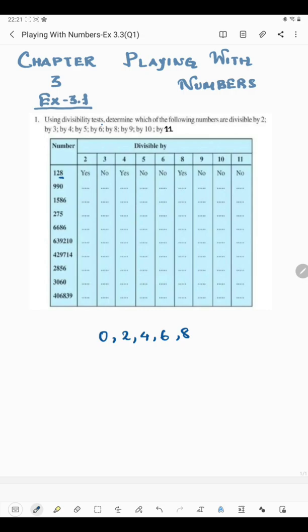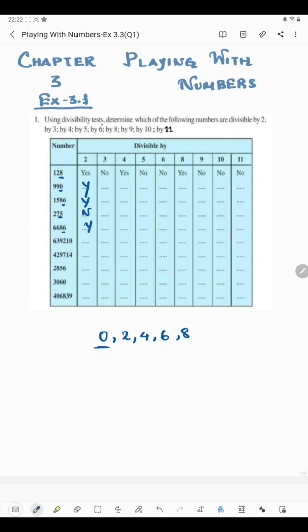Now here the last digit is 0. So that means 990 is divisible by 2 because 0 is an even number. So we will write yes. Now coming to the next, here also the last digit is even, so we can say that this is also divisible by 2. Now next we have 275. Here the last digit is 5, which is an odd number, so it cannot be divisible by 2. So we'll write no. Now next we have 6686. Here the last digit is 6, which is an even number, so it is divisible by 2.